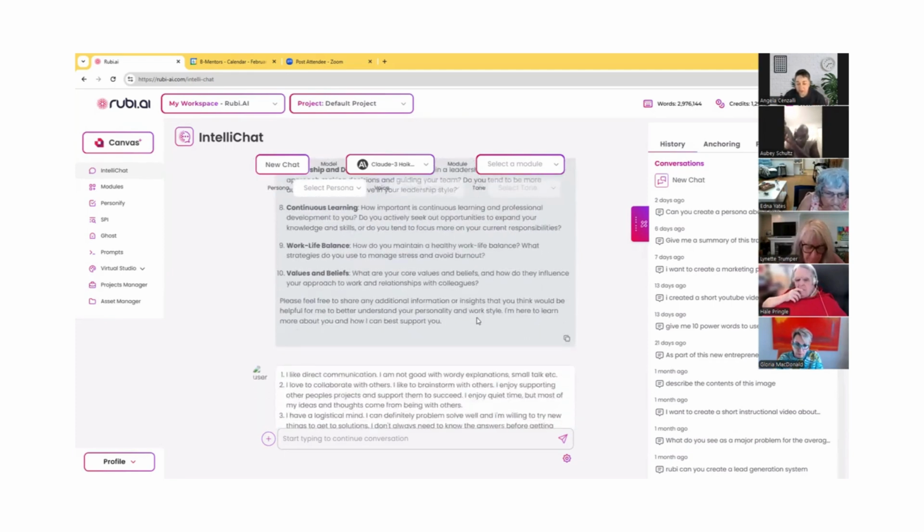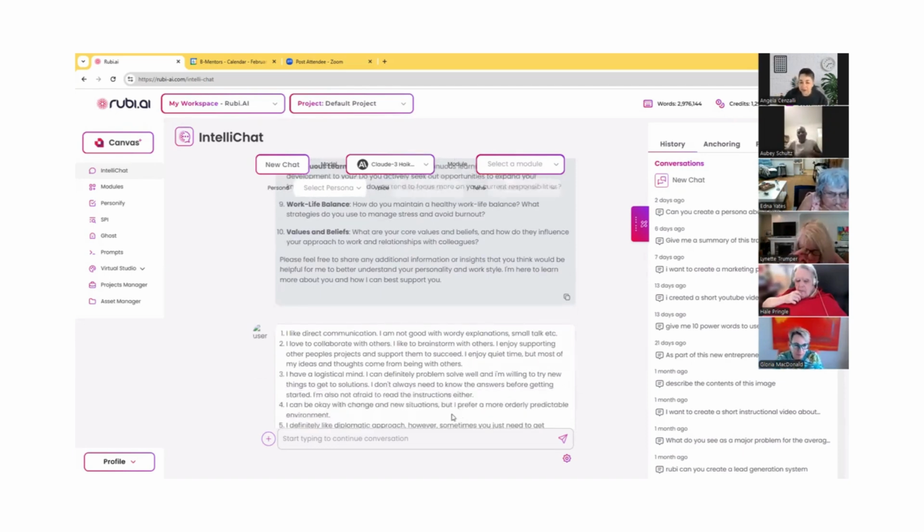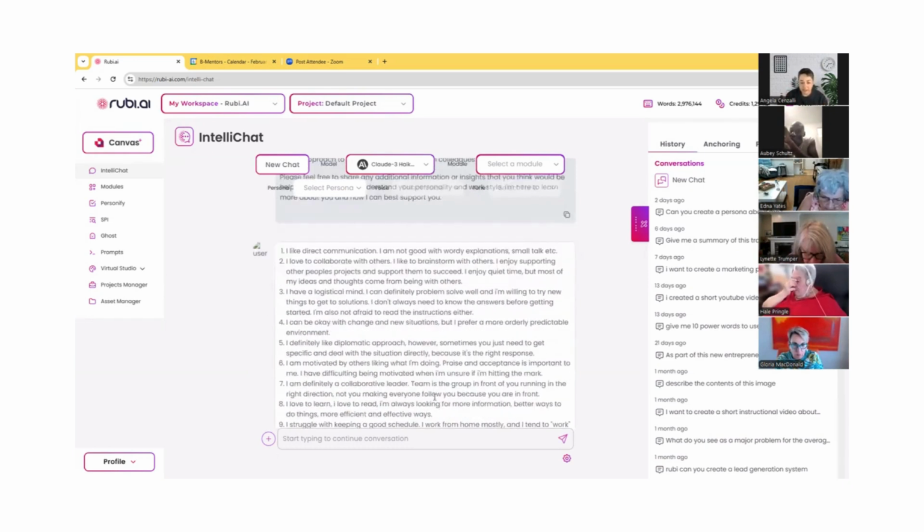So as I go through these questions, now how do I answer? This is why Gloria thinks I'm a little weird. I literally answered every single question. How's the best way to do that? Because she numbered them, I numbered them. So now we know we're talking 1 to 1, 2 to 2, 3 to 3. So number 1, I like direct communication. I'm not good with wordy explanations and small talk. Now, I am speaking to her just like I would speak to someone who was asking me these questions, because this is how I communicate with her. Number 2, I love to collaborate with others. I like to brainstorm. I enjoy supporting other people's projects and helping them to succeed. I enjoy quiet time, but most of my ideas and thoughts come from being with others. So I'm giving her both sides.